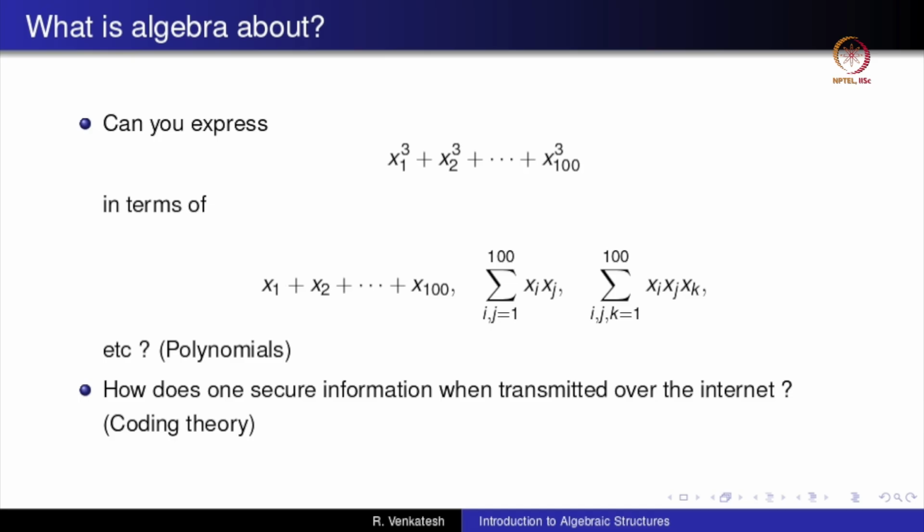And there is another question. These questions involve algebra, but one can also look at the application side. We can also ask how one secures information when it is transmitted over the internet. This is what is addressed in coding theory and cryptography, and lots of algebra will be used in addressing these types of questions. For example, finite field theory and then group theory and so on will be used in answering these types of questions.